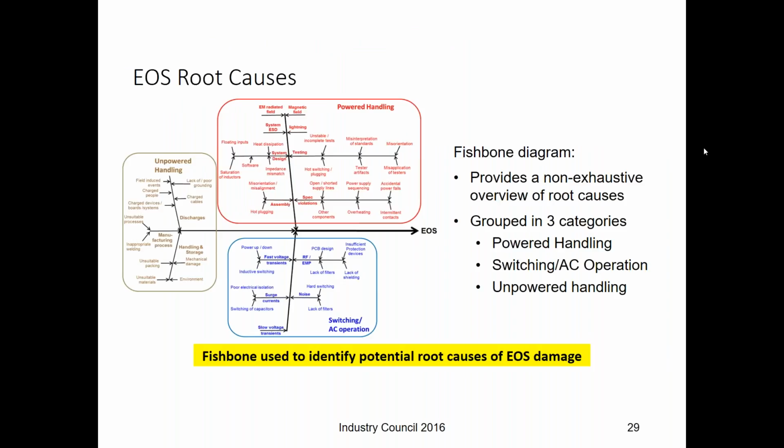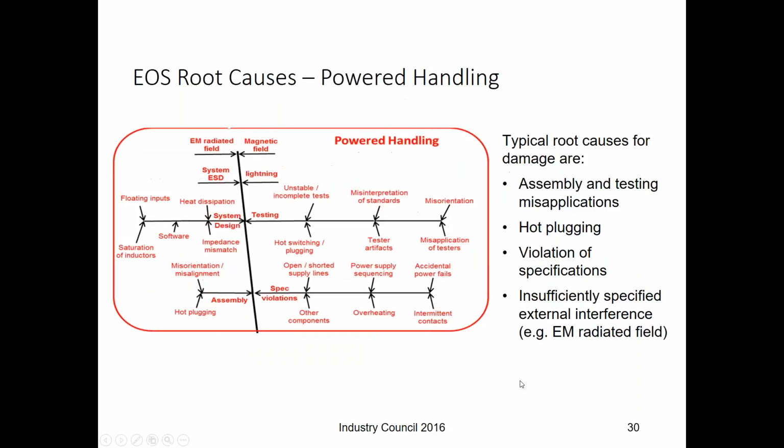So in the white paper, what you'll find there is a so-called fishbone diagram, which describes, certainly not exhaustively, because there are many, many possible root causes of failures. And they've been divided into three categories: powered handling, switching, and unpowered handling. So we're going to blow up each of those bubbles in the next slide. Next three slides, actually. So powered handling includes things like misapplications in assembly and test. You just put the device in the wrong place. Hot plugging is a big one.